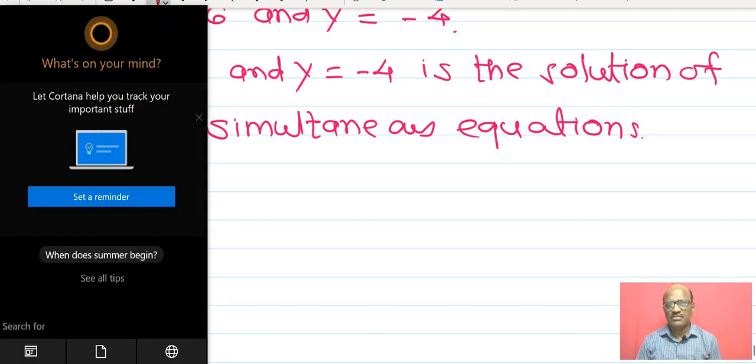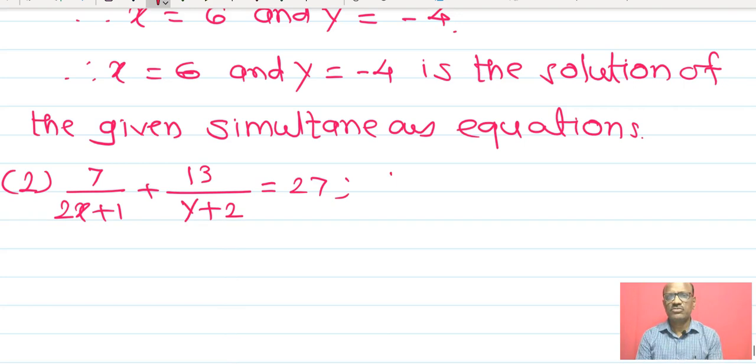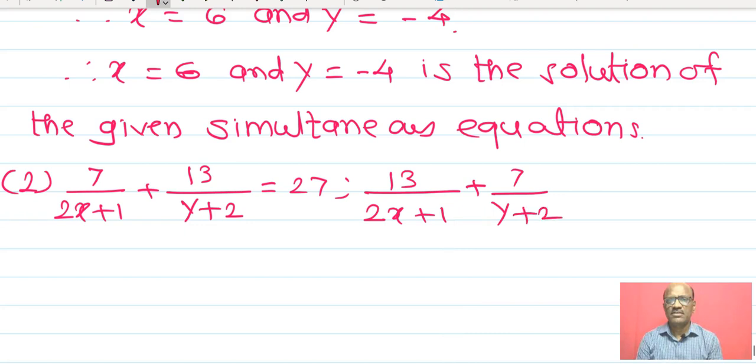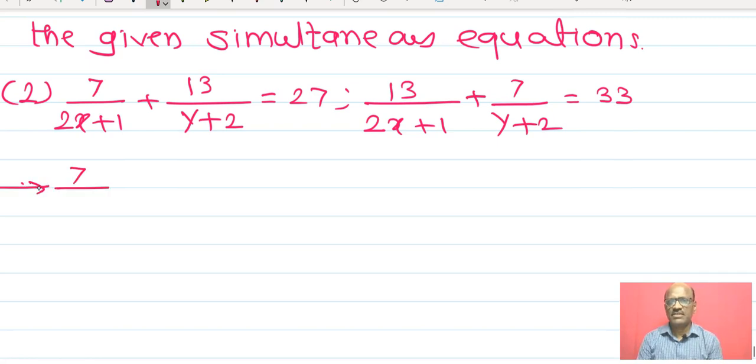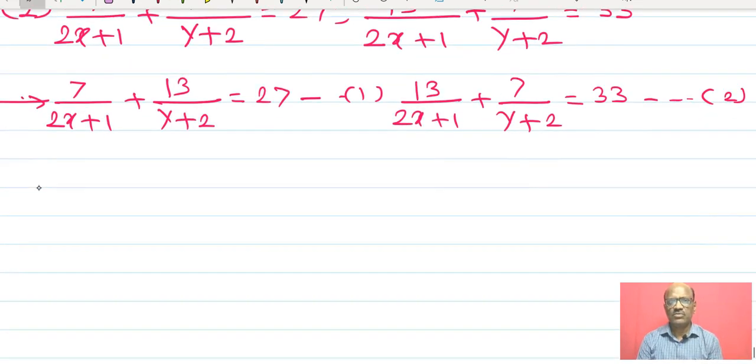Now next example, question number 2, that is 7 upon 2x plus 1 plus 13 upon y plus 2 is equals to 27 and 13 upon 2x plus 1 plus 7 upon y plus 2 is equals to 33. This is alternate type, that is 7, 13, 13, 7. Therefore, 7 upon 2x plus 1 plus 13 upon y plus 2 is equals to 27, equation number 1. 13 upon 2x plus 1 plus 7 upon y plus 2 is equals to 33. This is equation number 2.